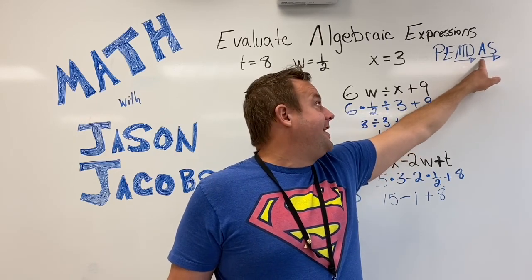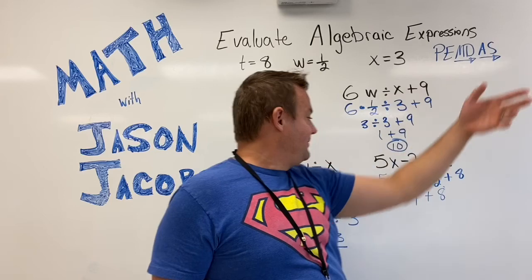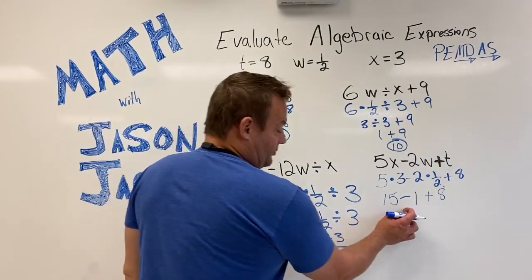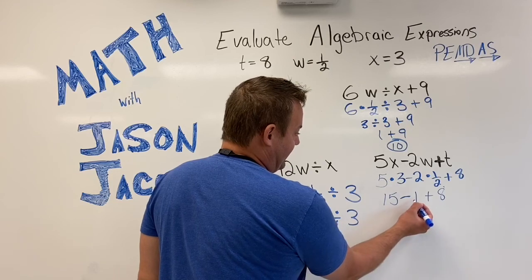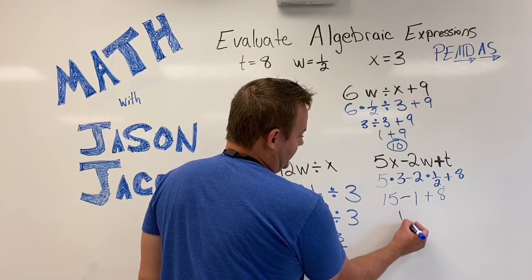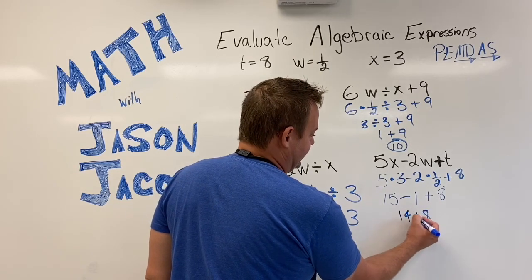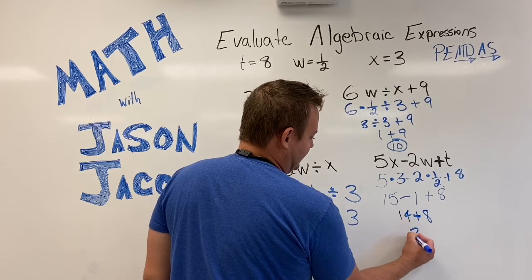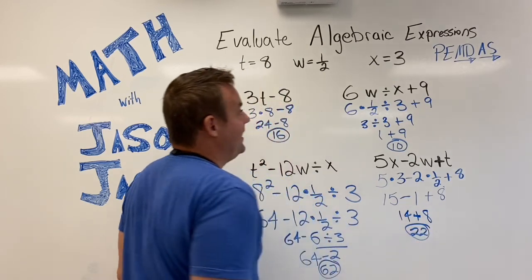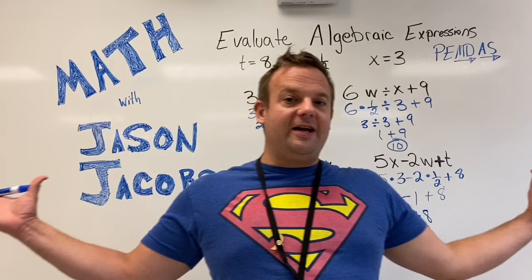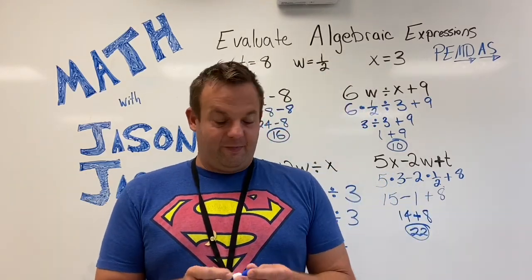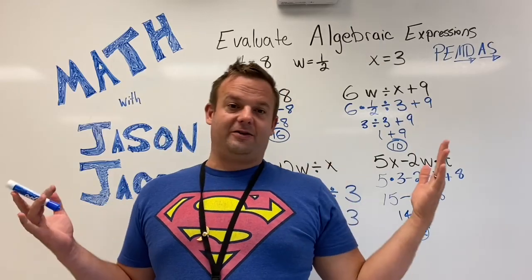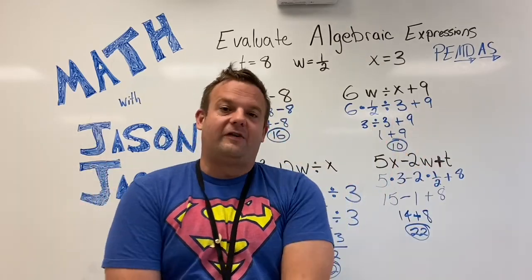So it really could say SA instead of AS. So subtraction comes first, first come, first serve. And 15 minus 1 is 14 plus 8. And 14 plus 8 is 22. And we have evaluated algebraic expressions by substituting the values in and turning them into numerical expressions and following the order of operations.